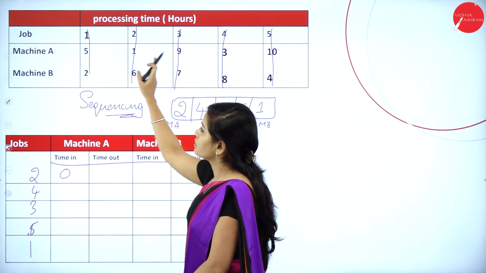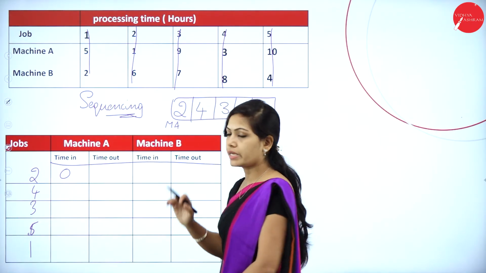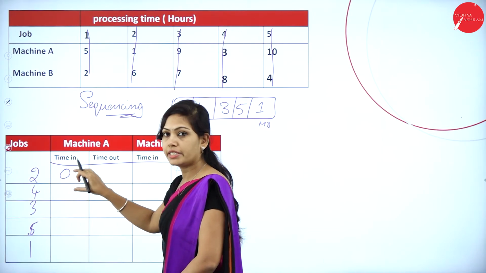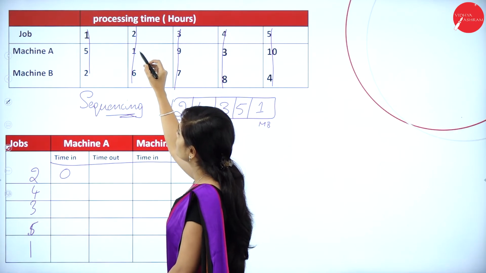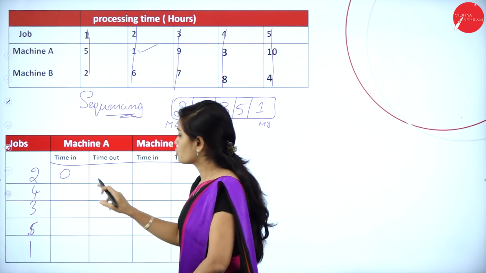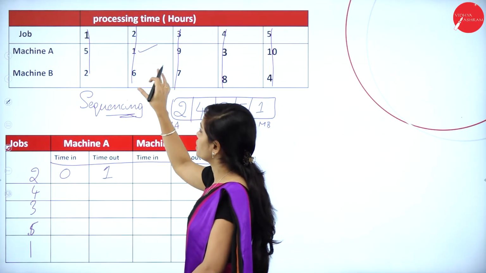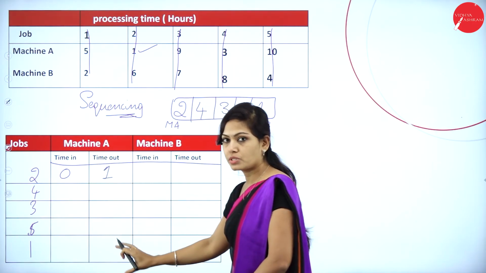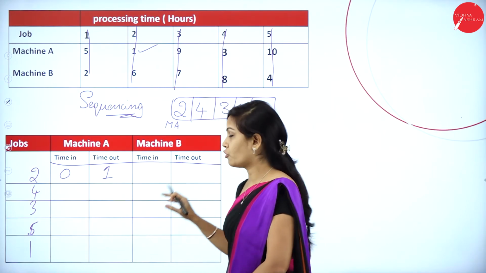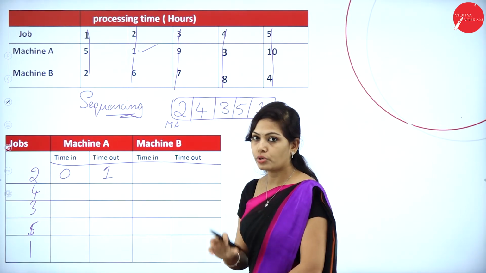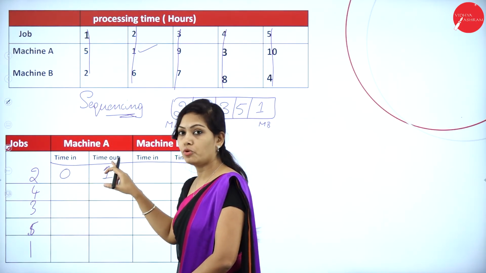You just observe the machine A processing time only. So, first I will write machine A processing time. Then I will write machine B. So, processing time started from initial value 0. And for job 2, the processing time is 1. So, 0 plus 1 is 1. Please understand the concept. Here I am writing machine A processing order, machine B processing order. So, time in and time out is very important for finding the total elapsed time and total idle time. Job 2, time in is 0 and time out is 1.